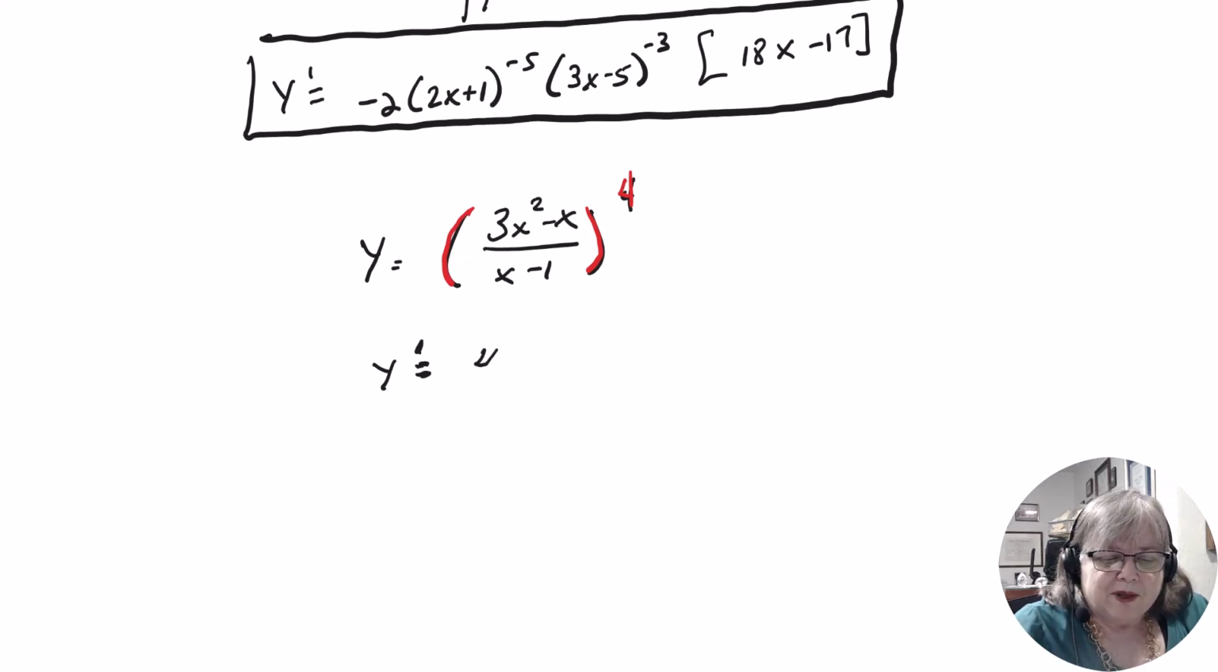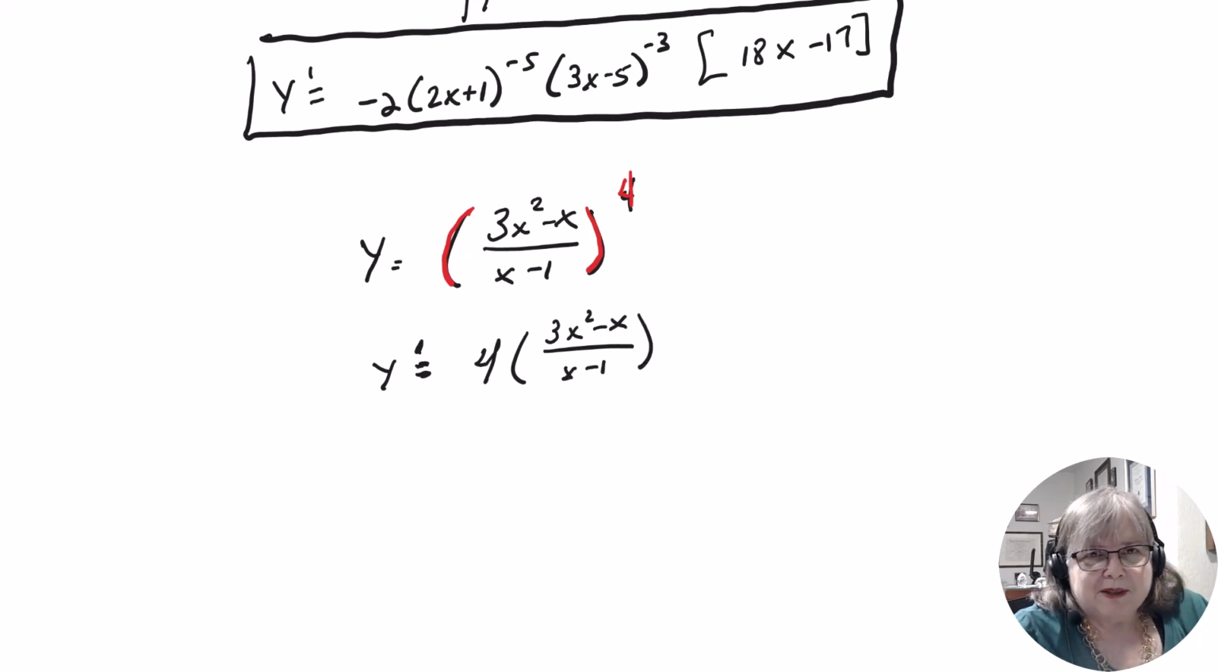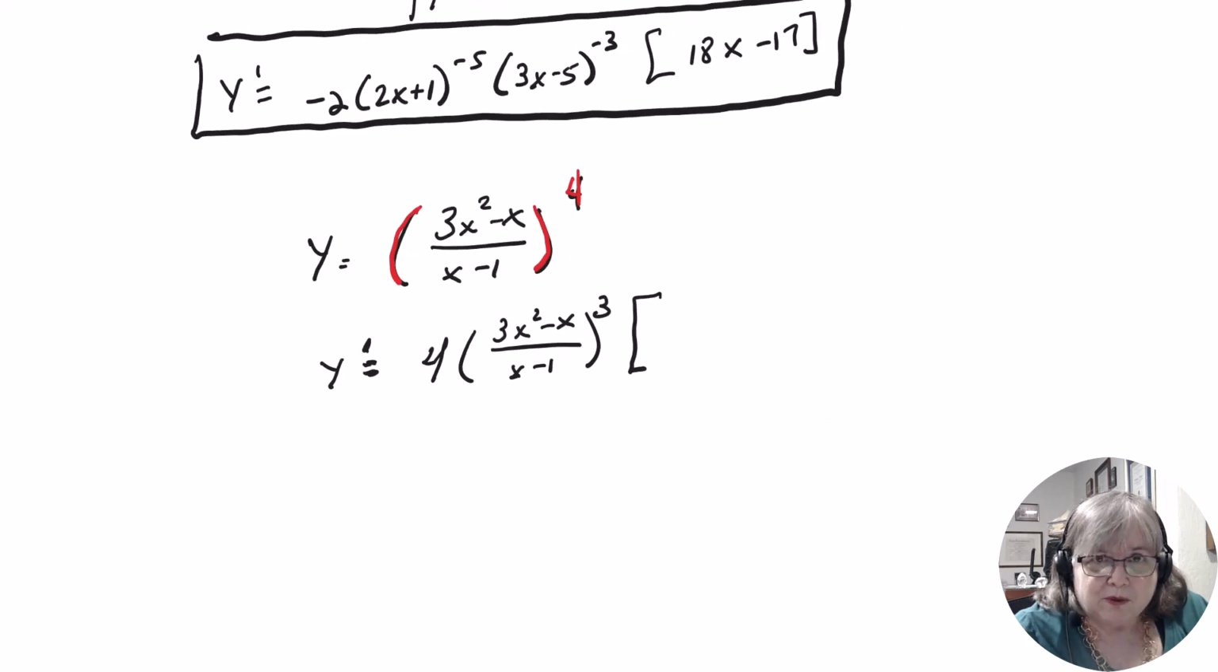You bring the 4 down, you leave the inside alone, because in previous videos you hear me say leave the x alone, leave the inside alone, take 1 off the power, and then you're going to loop back in and do the quotient rule. Okay, so all we have to do is look at this (3x² − x)/(x − 1) and apply the quotient rule.